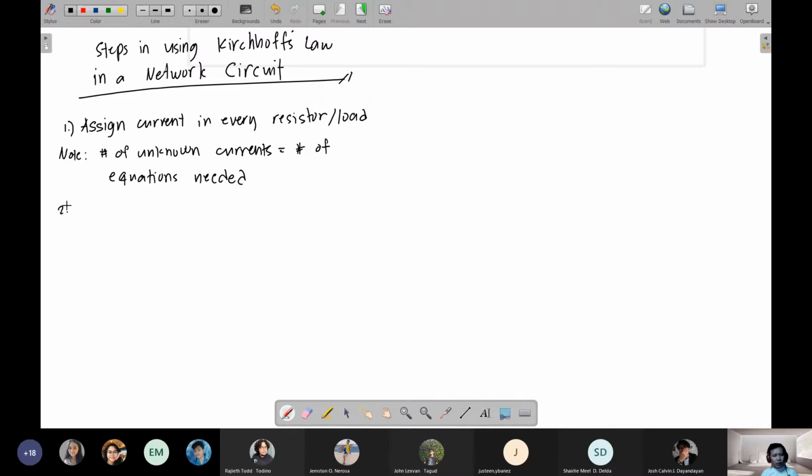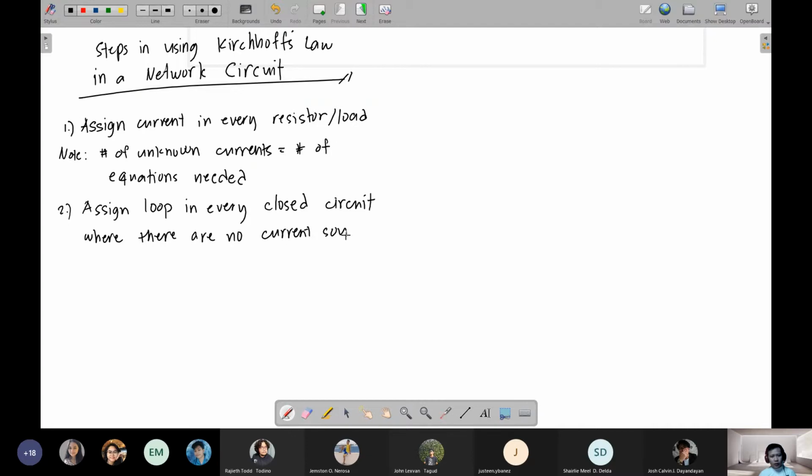Now, let's proceed to step number 2. For step number 2, assign lang gihapon. So, ang keyword for step number 2, same for step number 1. Assign, but this time, assign loop in every closed circuit, where there are no current sources.